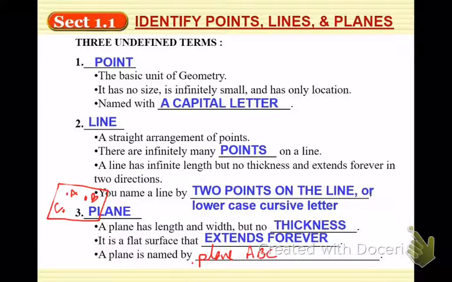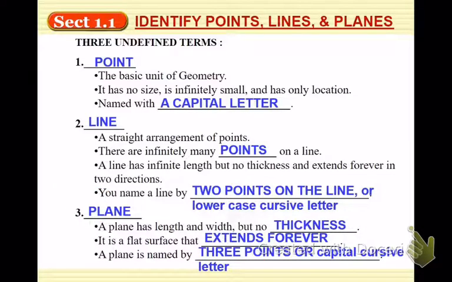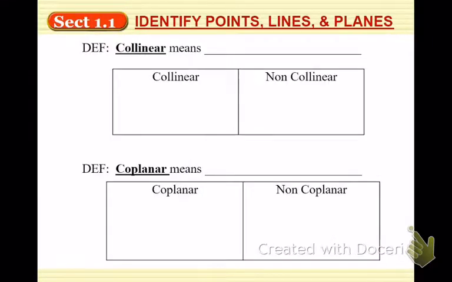Now, if we don't want to show the points, we could also use an uppercase script letter instead of a lowercase one. So something like P. And so now we could call this, well, I can't really see that, but uppercase script P for plane P. Okay? Use either one. Either 3 points with the word plane in front or a capital cursive letter.